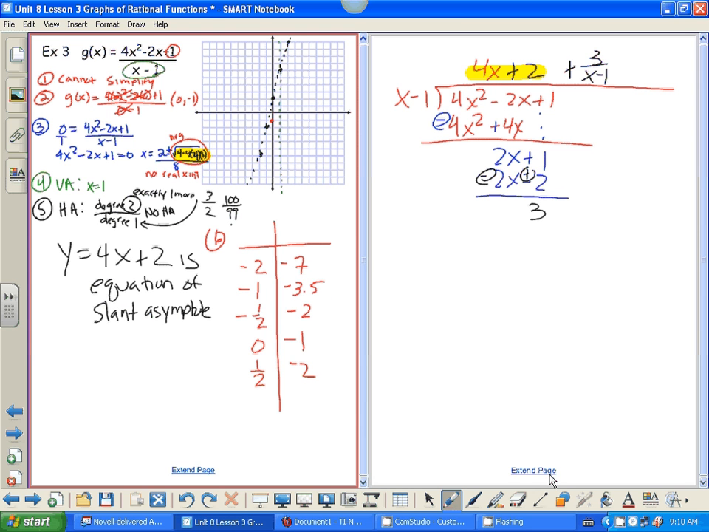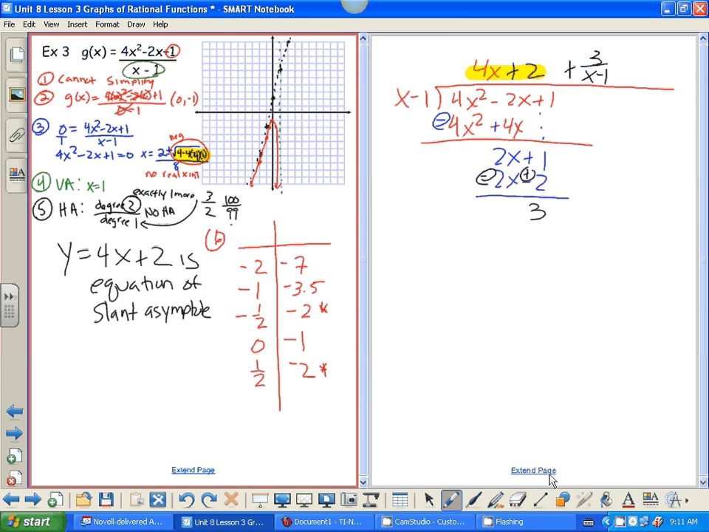So what I saw is a little bit of a turning point here, like a place where it goes back and forth. So that convinced me I have enough going on. So at -2, I'm at -7. At -1, I'm at -3.5. At -0.5, I'm at -2. And then at half, I'm back at -2. So what's happening is it's making a branch that's doing this.